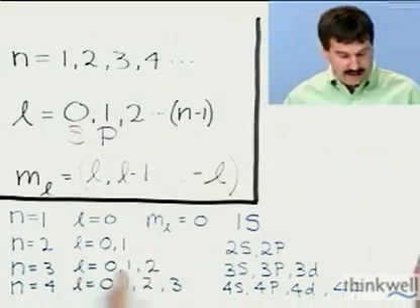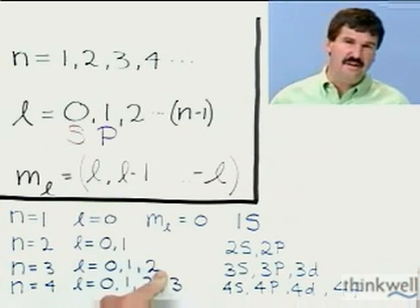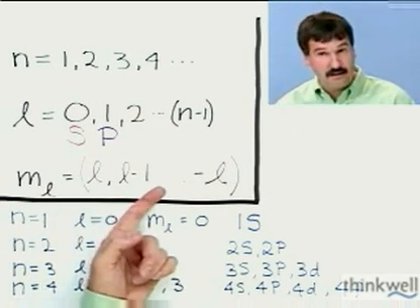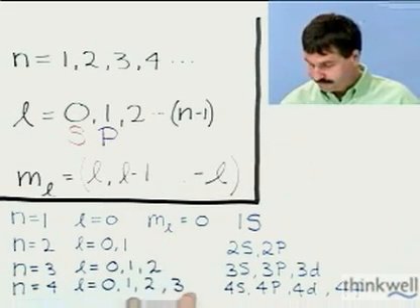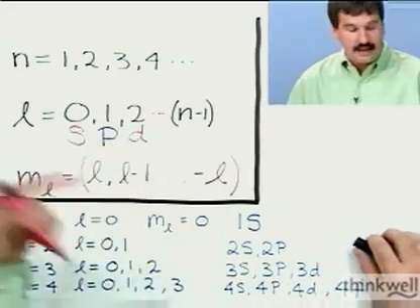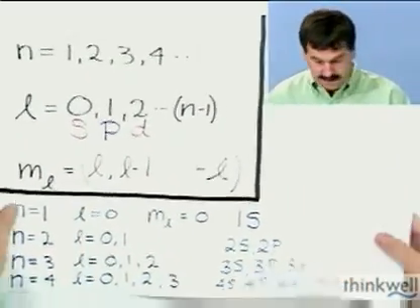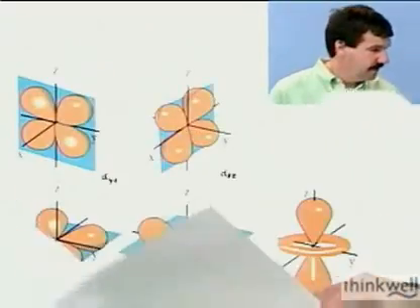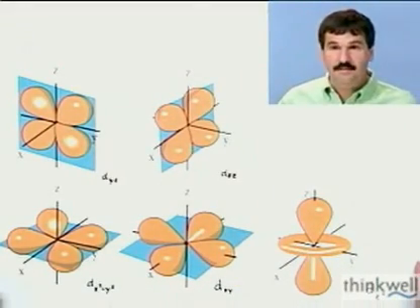Now, what about this guy? L is equal to 2. Well, that tells us that there are 2 angular nodes. What does that look like? We'll come back to that in a moment. And M sub L could be 2, 1, 0, minus 1, or minus 2. So 5 different possibilities now that we would call a d orbital. Once again, anytime L is equal to 2, we refer to that as a d orbital. So let's look at the d orbitals. Here they are, 5 different d orbitals depending on what the value of M sub L is.